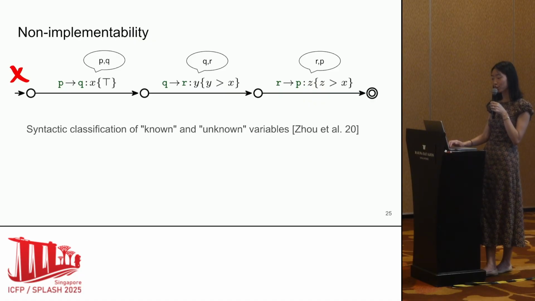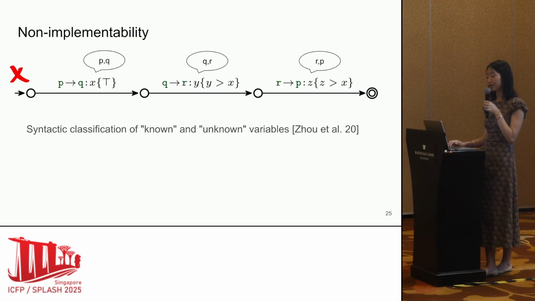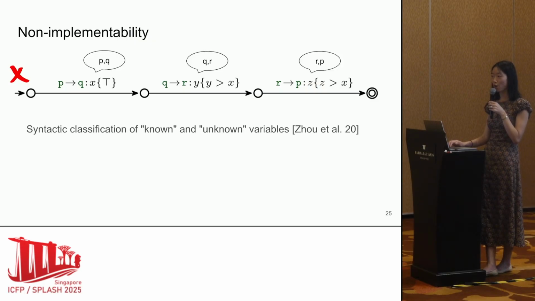Based on this classification, x is known to P and Q, y is known to Q and R, z is known to R and P. However, in this predicate here involving R, x is mentioned, which is not known to R, and therefore this protocol would be rejected as non-implementable.